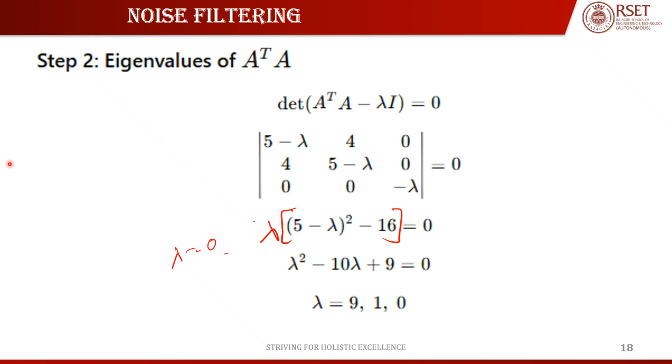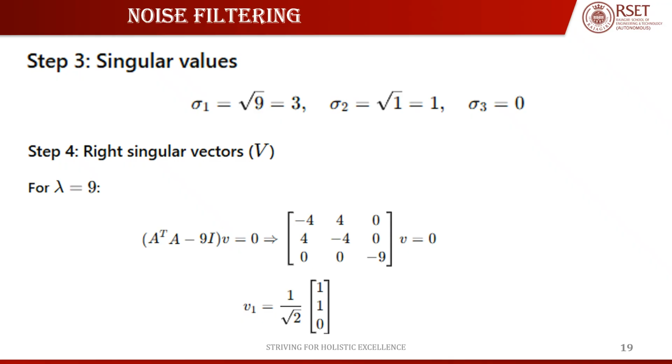We will find the corresponding singular values, and the singular values are given by the root of the eigenvalues. Root of 9 is equal to 3, the second singular value is root of 1, and the third singular value sigma 3 is root of 0, which is equal to 0. Now we will find the corresponding eigenvectors. For the eigenvalue 9, the eigenvector is given by A transpose A minus 9 I into V is equal to 0.